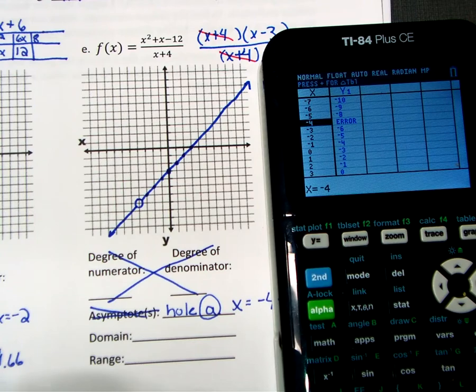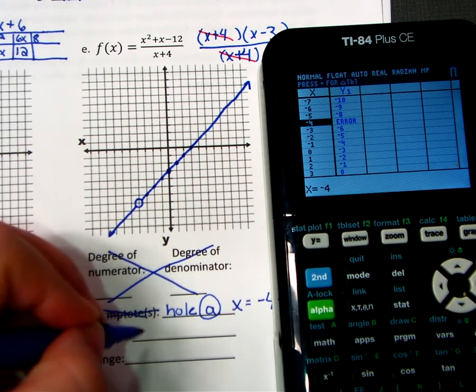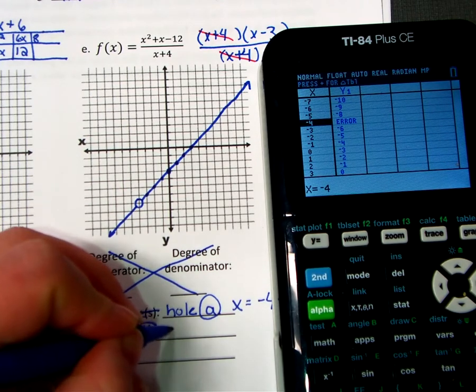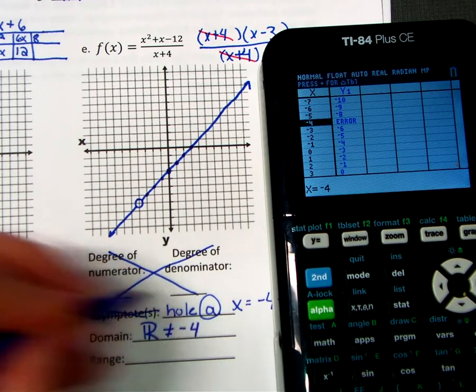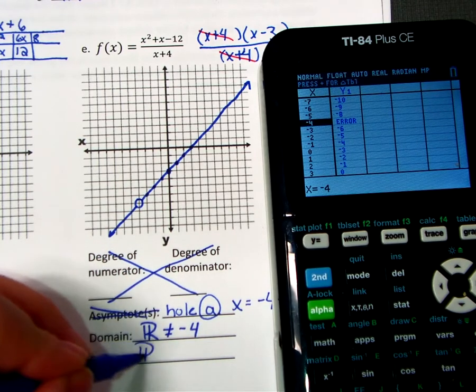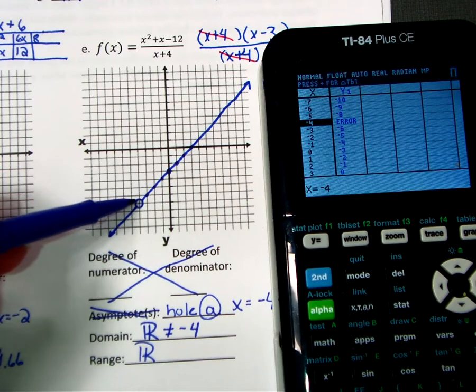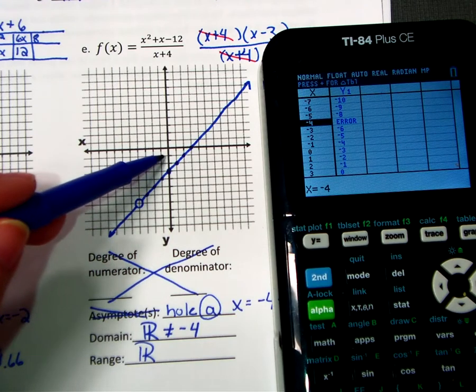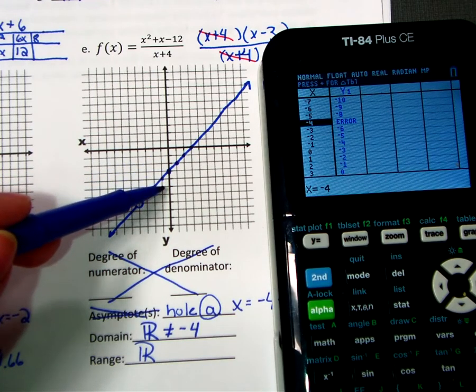So your domain, all real numbers except that problem child, that negative 4. And the range, all real numbers except, what is the y value here? It's at negative 1, 2, 3, 4, 5, 6, 7.